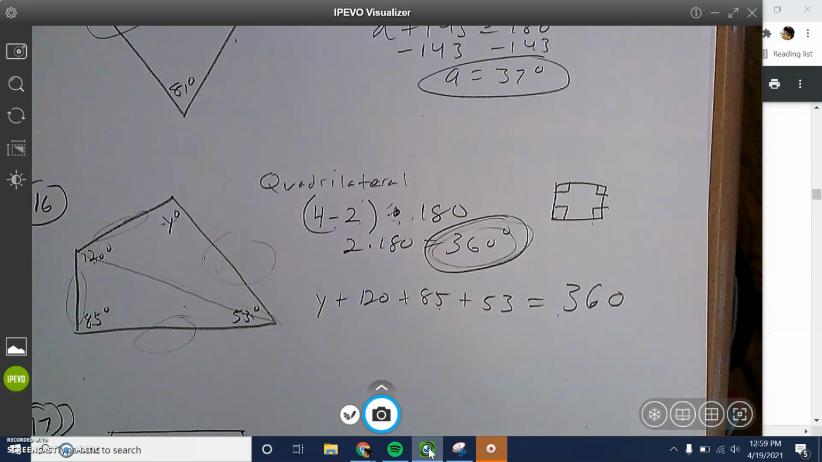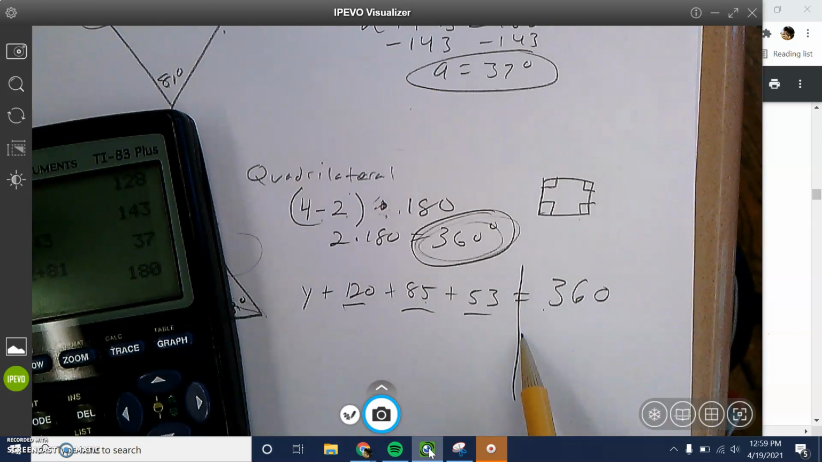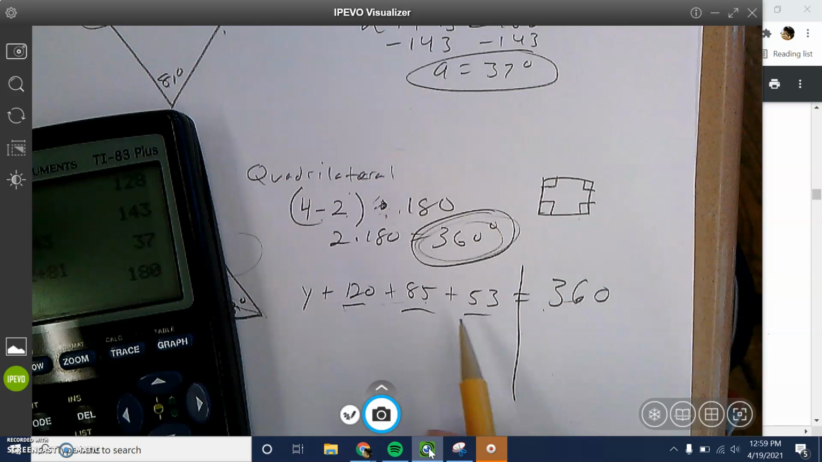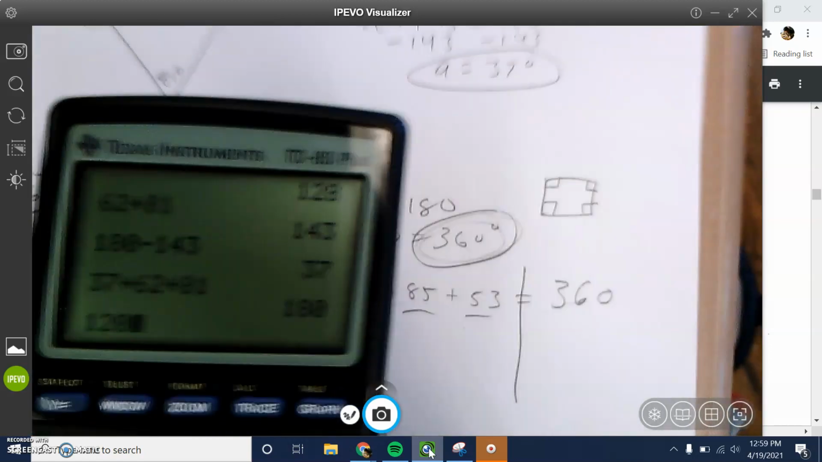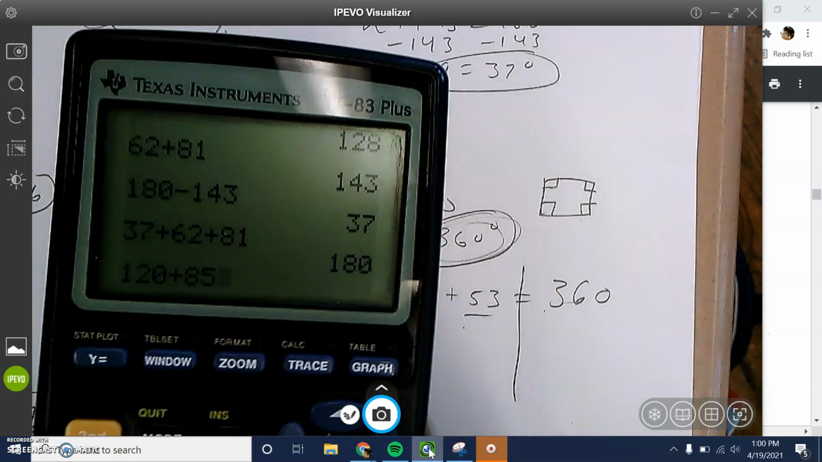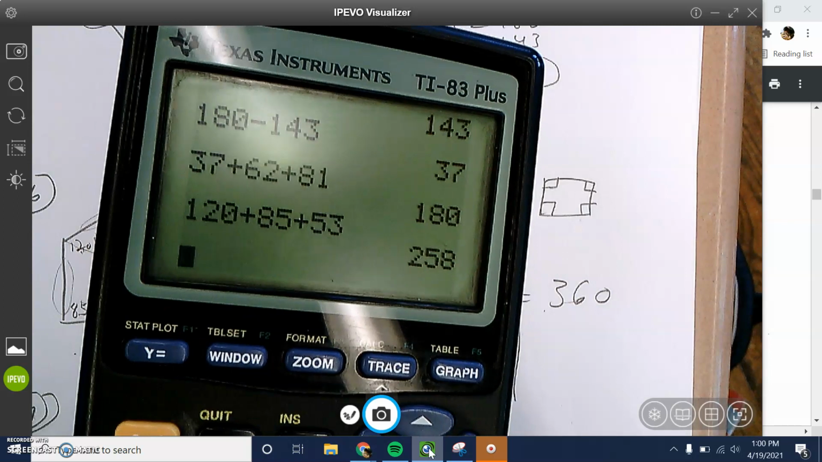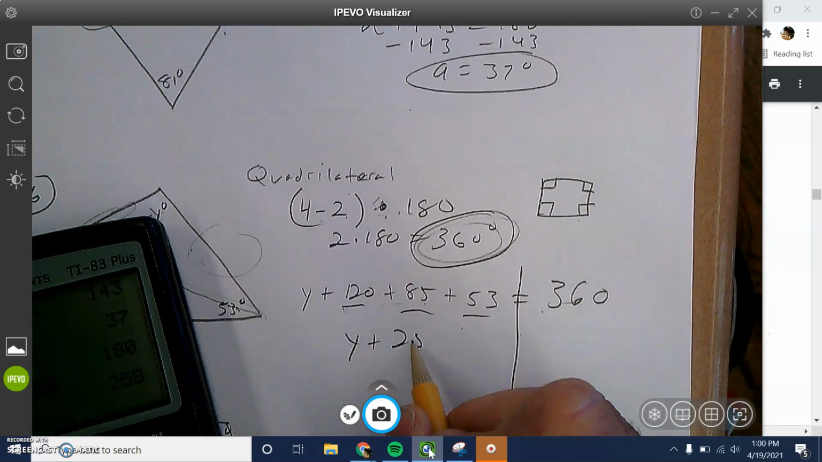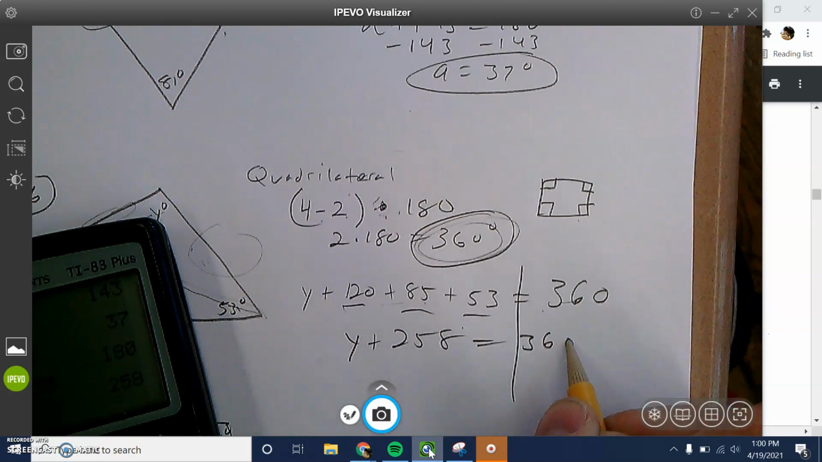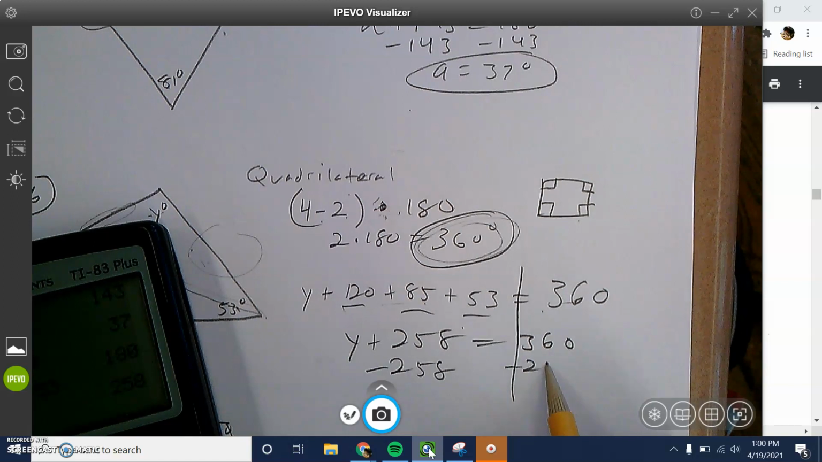There you go. Okay, so let's combine like terms. We can add all these up. Put our line here because we don't combine like terms across the equal sign. So that's going to be 120 plus 85 plus 53 equals 258. So y plus 258 equals 360. What am I going to do now? Subtract 258 from both sides.